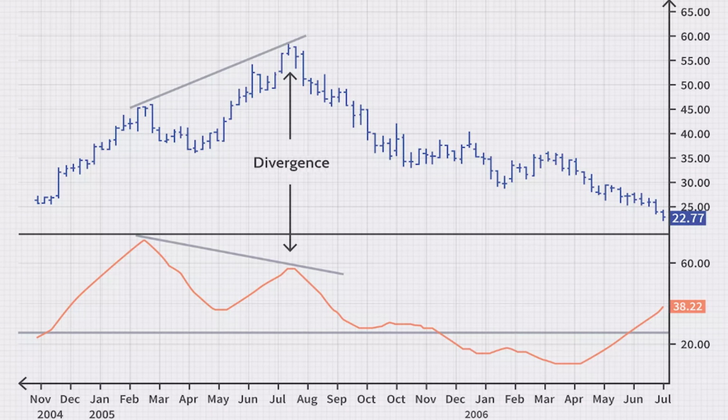Sometimes ADX gives a divergence. So the price makes a new high, but ADX makes a lower high. This is not an instant reversal signal, but it's a warning. The character of the trend is changing and you can start looking for a trade more carefully.